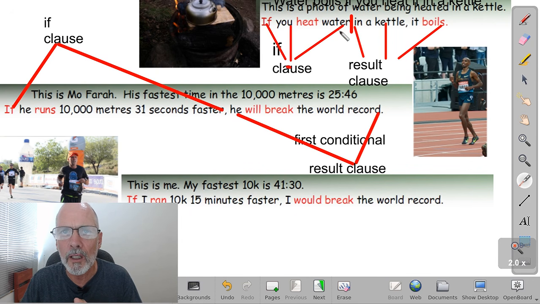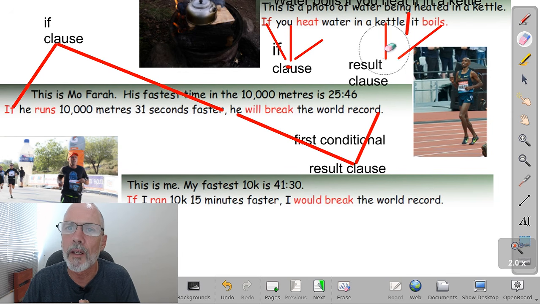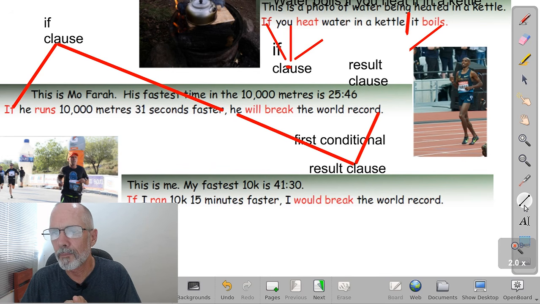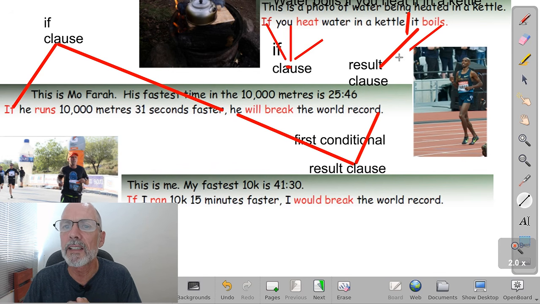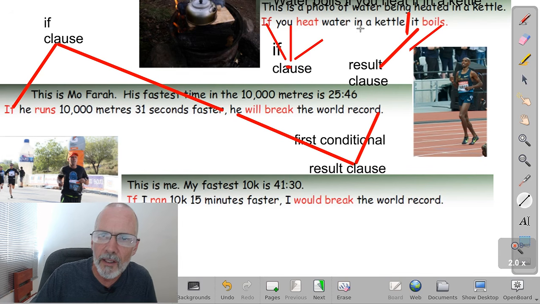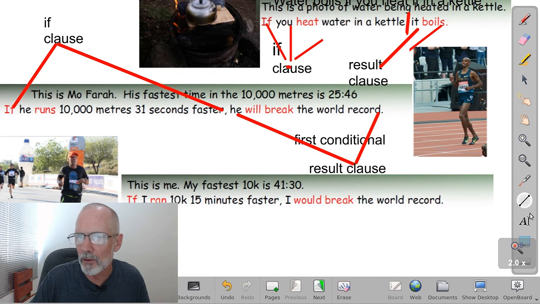If you heat water in a kettle, sorry, I've got this wrong. Actually, that in the kettle is part of the if clause, and I made a mistake here. Let me just move that line. Let me delete that a minute. Only this end part here is the result clause, sorry. This bit here goes in this part. So if you heat water in a kettle, it boils. We have the imaginary situation and we have the result here.